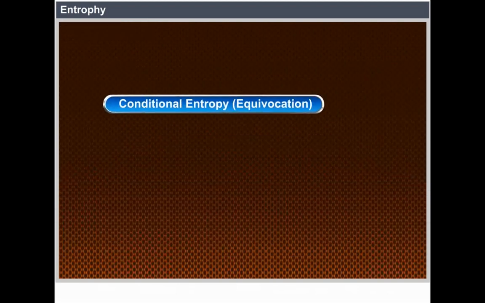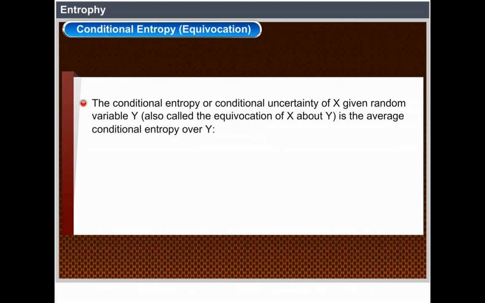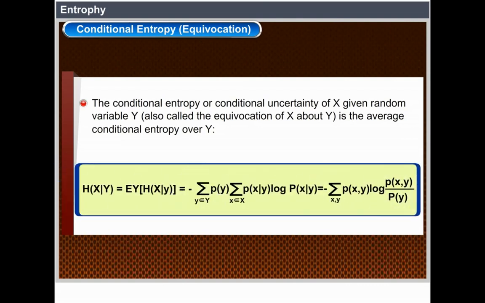Conditional entropy, equivocation. The conditional entropy or conditional uncertainty of X given random variable Y, also called the equivocation of X about Y, is the average conditional entropy over Y. H(X|Y) = E_Y[H(X|y)] = -Σ_{y∈Y} P(y) Σ_{x∈X} P(x|y) log P(x|y) = -Σ_{x,y} P(x, y) log (P(x, y) / P(y)).